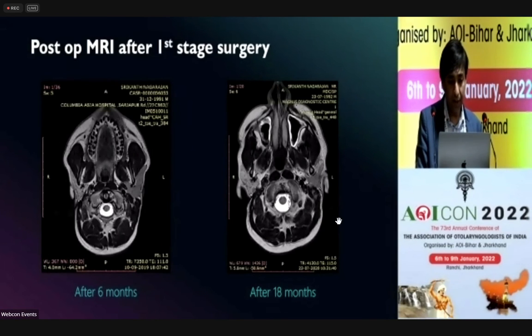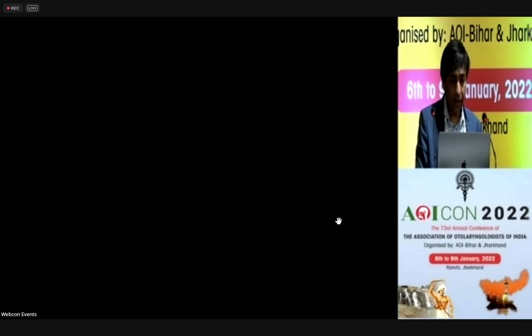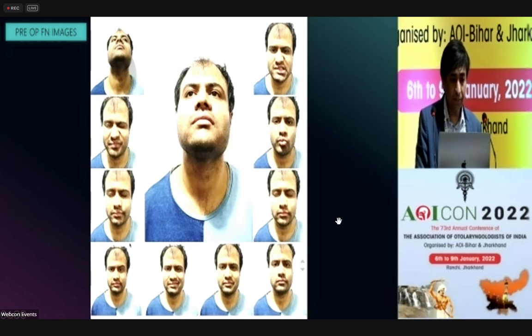So that was left behind. And after a few months, so this is after the grafting. You see, after a sural nerve grafting, this is one of the results that I want to show you. A properly done sural nerve grafting gives almost a grade 3.